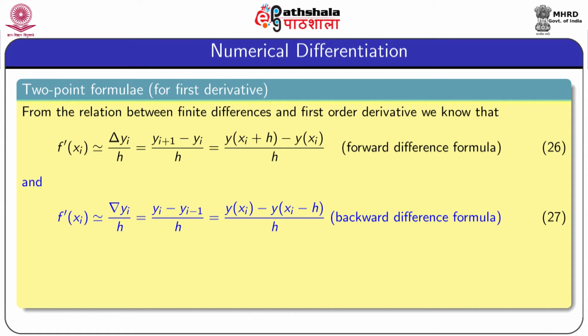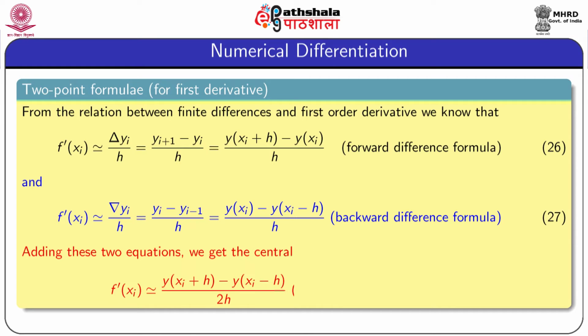Similarly, from the backward difference operator, we obtain that the first derivative of f at xi is approximately equal to nabla yi by h. Nabla is the backward difference operator. By definition, it is equal to yi minus yi minus 1 divided by h, or it is equal to y at xi minus y at xi minus h, whole divided by h. This is called the backward difference formula, the backward 2-point difference formula.